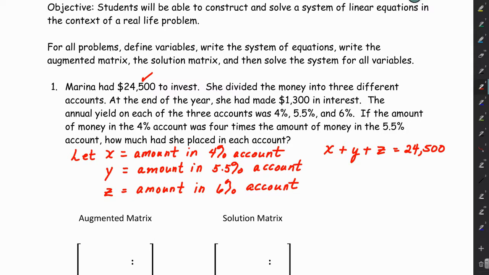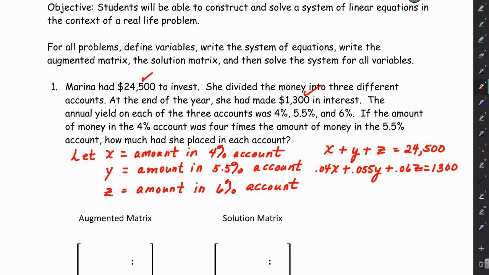Now the next part says she divided the money into 3 different accounts. At the end of the year, she made $1,300 total in interest. All right, so let's take a look at the next equation. So I had to convert the percents to decimals, and that is the amount of interest that's being applied to the amount already in the accounts. So my second equation is shown, and that addresses the $1,300 in interest.